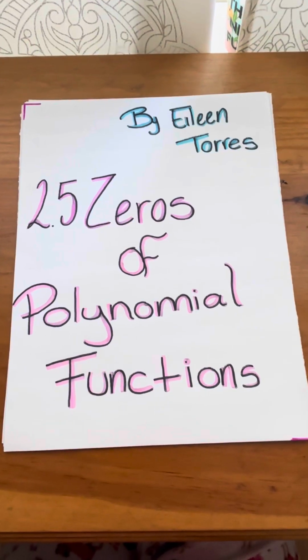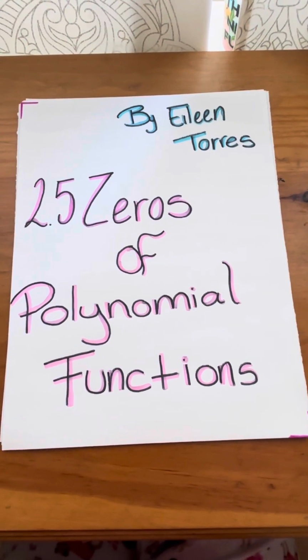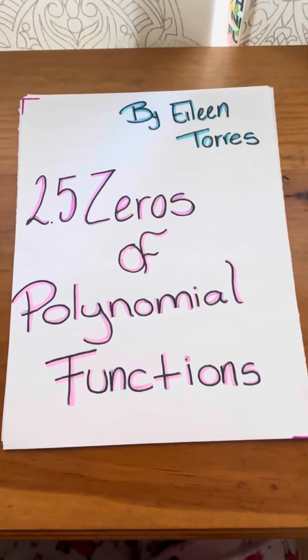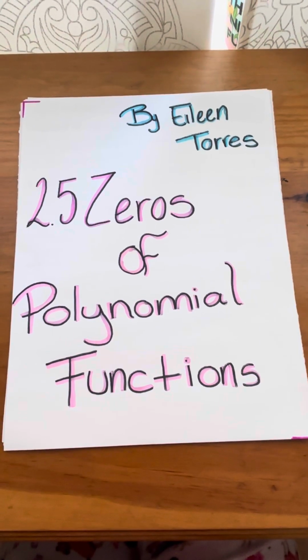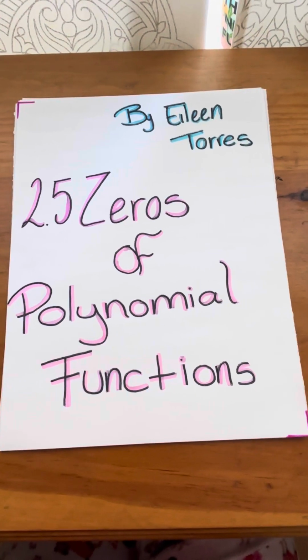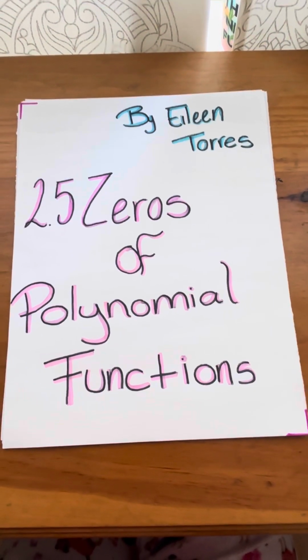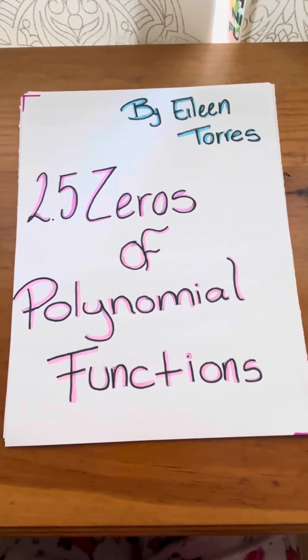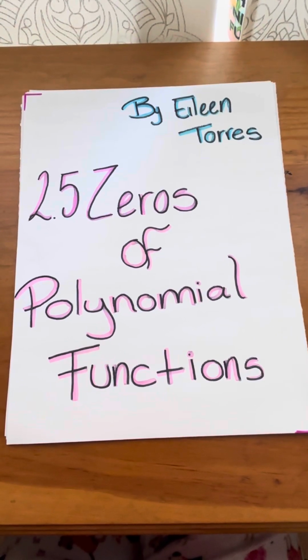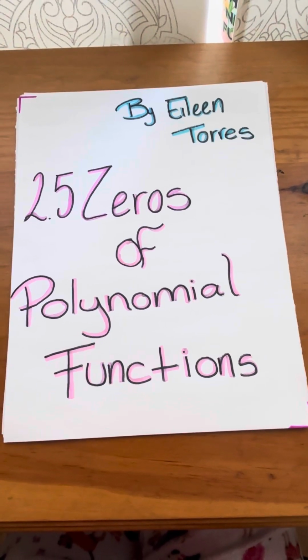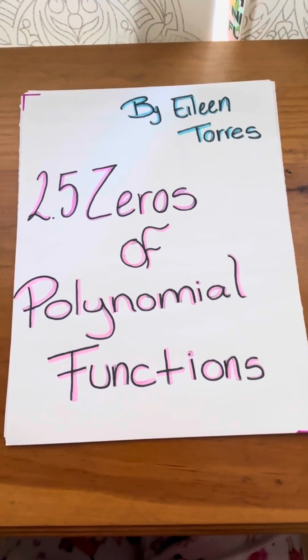Learning about zeros matters because they will tell us where a function equals zero. In other words, where the graph crosses or touches the x-axis. Zeros help us understand the shape and behavior of polynomial graphs, and they're also useful in real-life problems, like figuring out when an object hits the ground, when profit becomes zero, or when something changes direction.